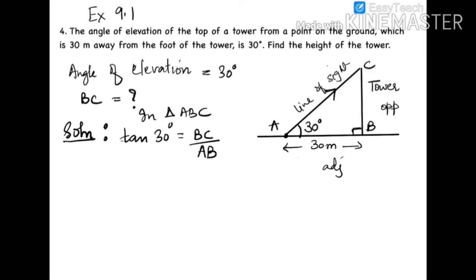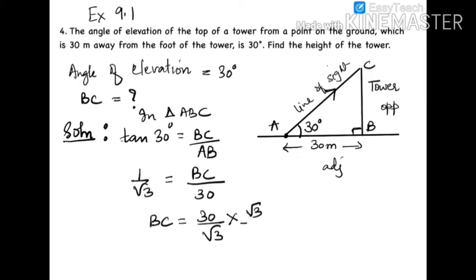Now we can substitute all the values that we know. Tan 30 degrees will be 1 upon root 3. BC we have to find out and AB is 30. Cross multiplying, BC is equal to 30 divided by root 3. Now we have to rationalize this. So we multiply root 3 with numerator and denominator. This gives us 30 root 3 divided by 3, which is 10 root 3 meters. So the height of the tower is 10 root 3 meters.